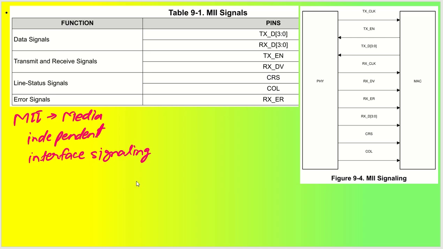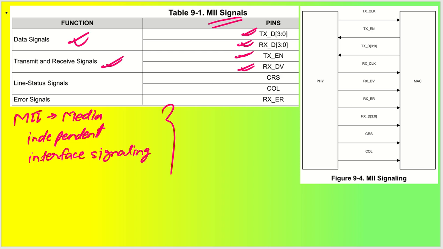So this was all about the media independent interface, that is MII, and just now I mentioned that this is called the data signal, which will be TXD lines, which is 4 bits, and RxD lines, which is also 4 bits for the MII signal. And similar to that we have the transmit and receive signals, which will be your transmit enable and receive data valid.